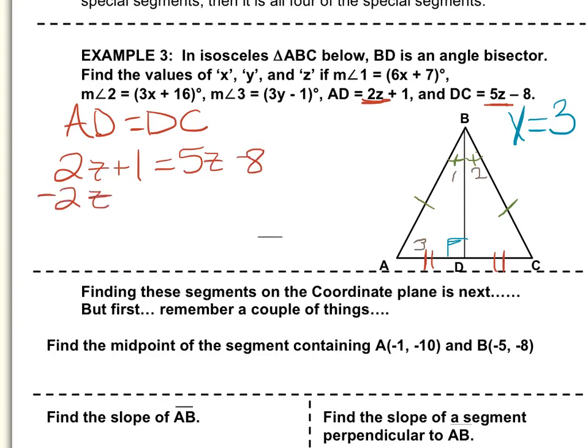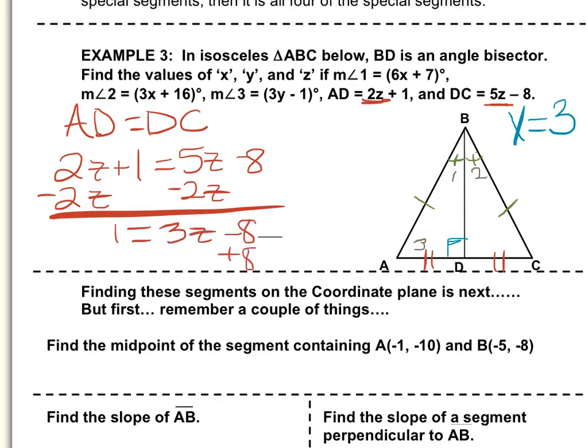So I'm going to subtract 2z. Let me erase that plus. 1 equals 3z minus 8. Add 8. So I get 3z equals 9. Divide by 3. So z is 3.